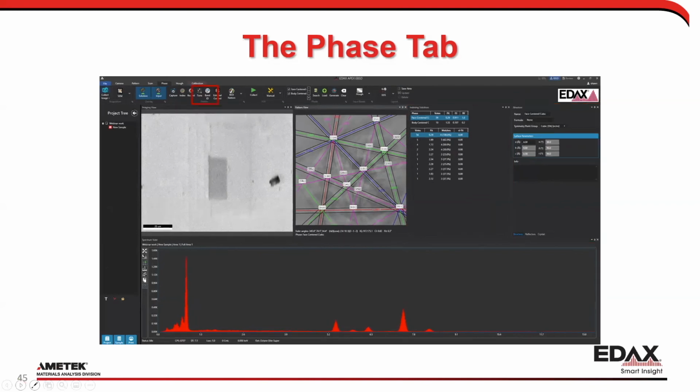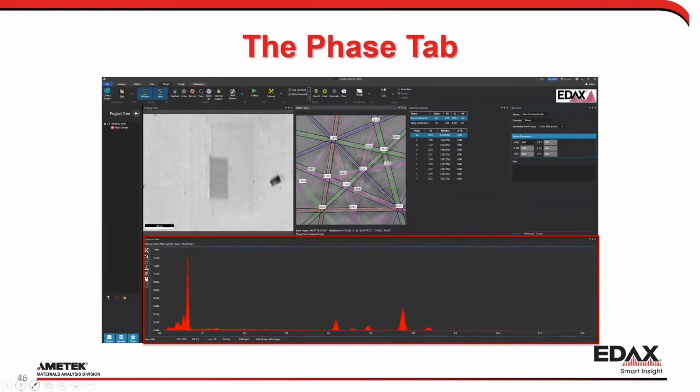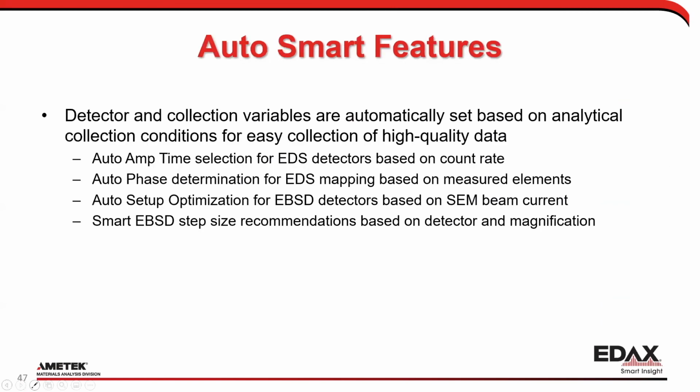Yep, one step ahead of myself. Yep, Band ID, again, ahead of myself. So many neat things. Of course, there are other auto smart features hidden behind the scenes: auto amp time and auto phase determination during mapping.